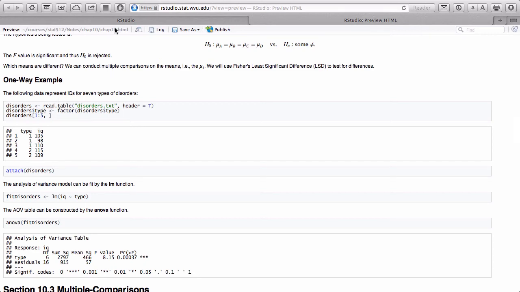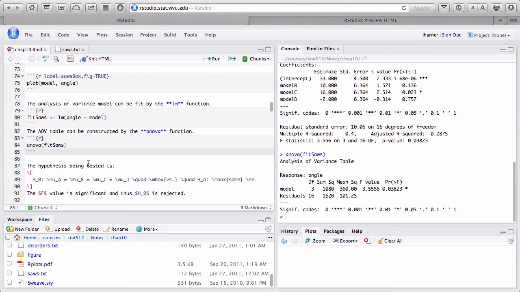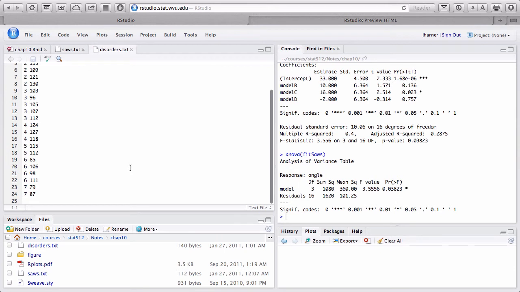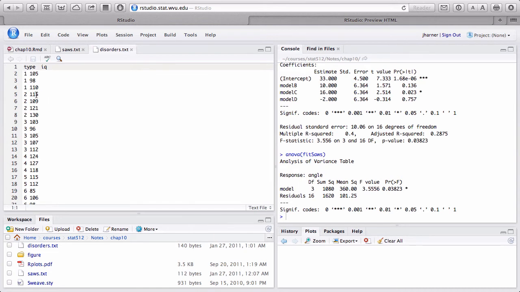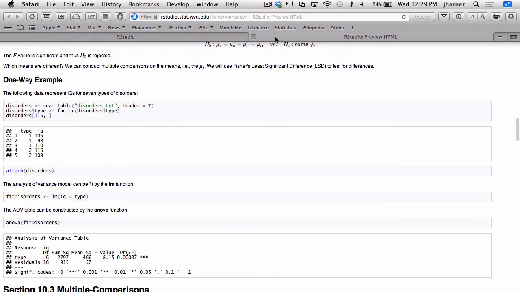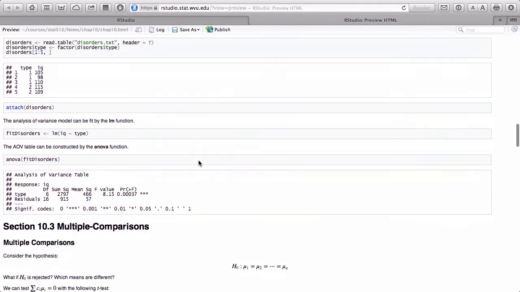So if we actually look at the data set, this data set is called disorders. And so here's the disorders data set. And you can see that we just call the treatments 1 to 7, and notice that the first one has 3, the next one has 4, and then 5, and then 3, and then 2, and then 4, and then 2. So you see the sample sizes are pretty different, but that's what happens. Unfortunately, I don't think I plotted this one. I'll have to put a plot in.